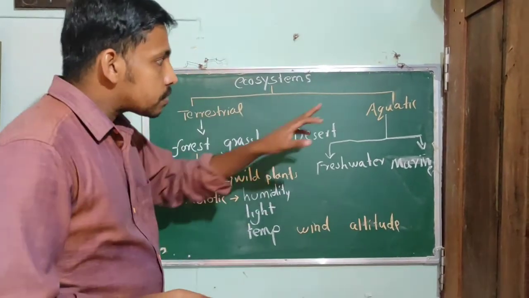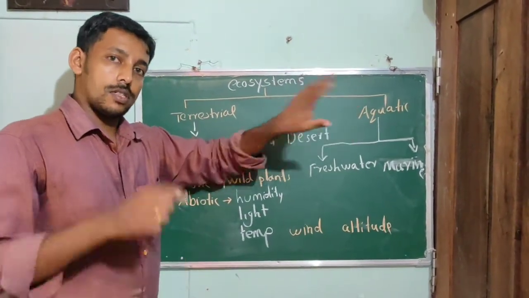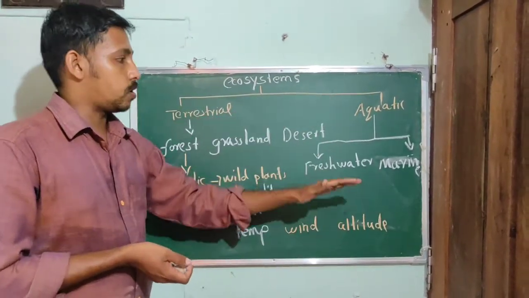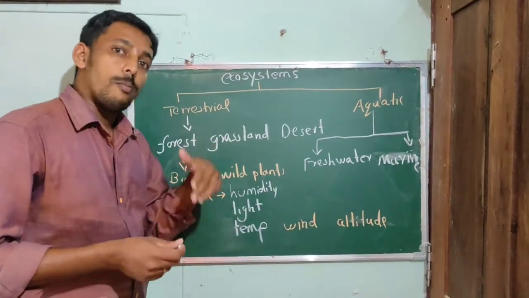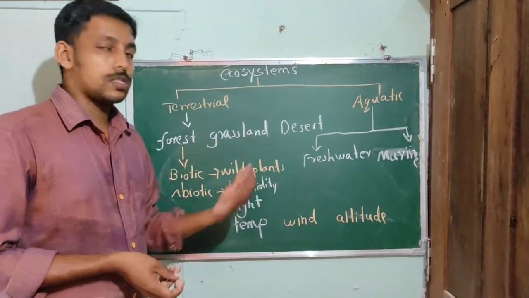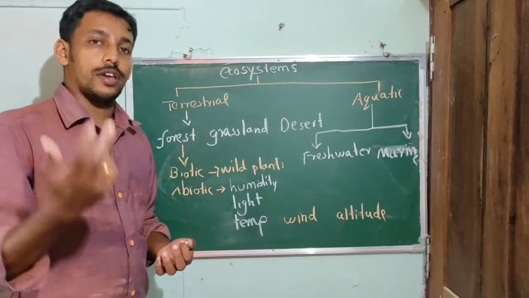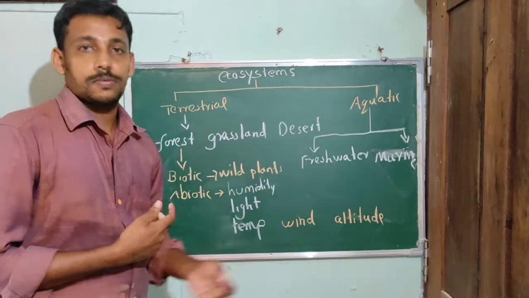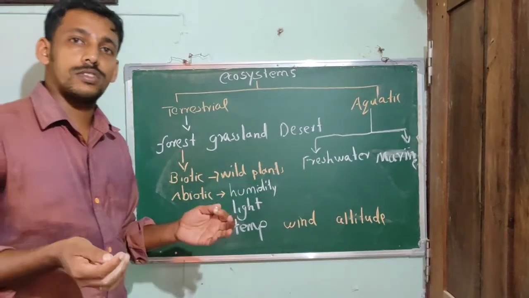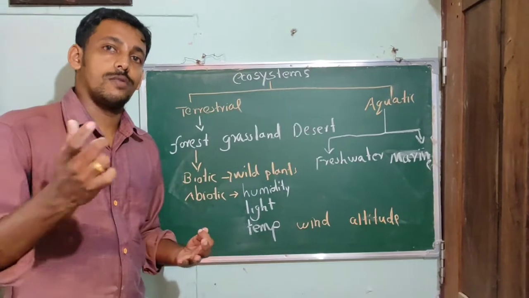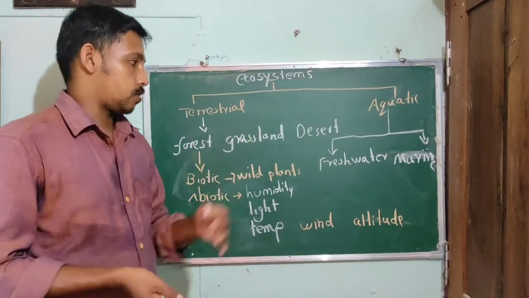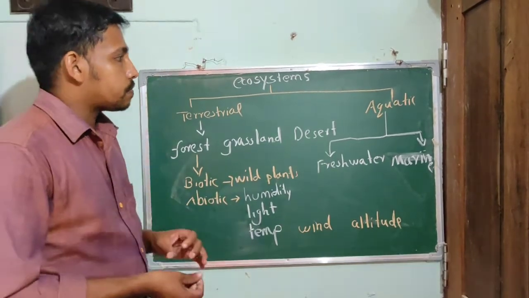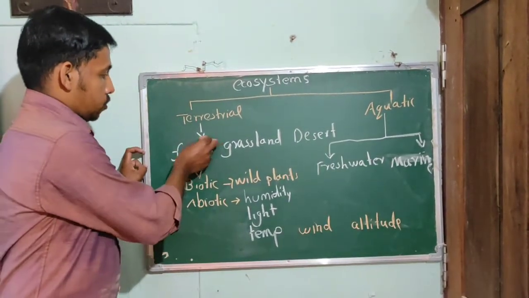Then the aquatic forms are the water bodies. The aquatic ecosystem is divided into what? Freshwater ecosystem and marine ecosystem. In the marine ecosystem, you can see the seashore, estuaries, and oceans. All these are the marine ecosystems. In freshwater, ponds, lakes, and rivers are all the freshwater ecosystems.